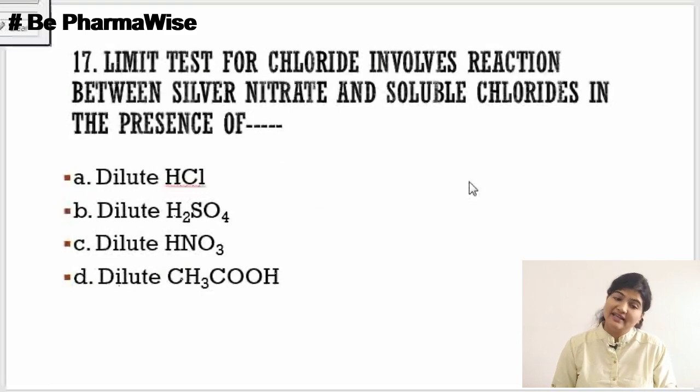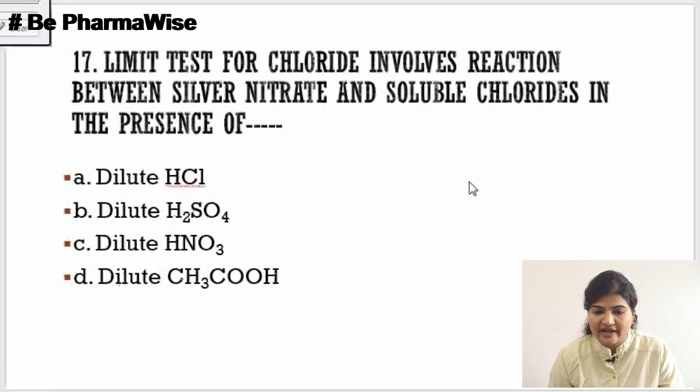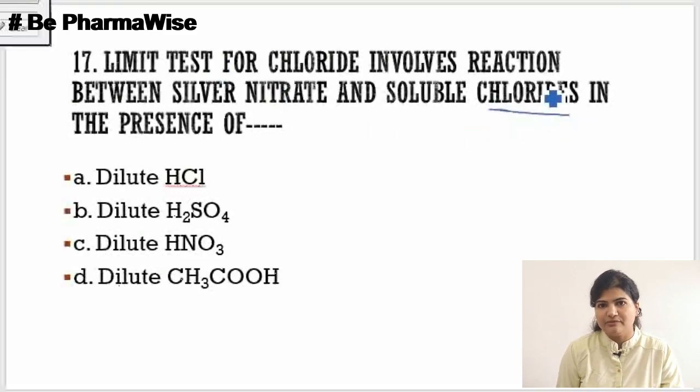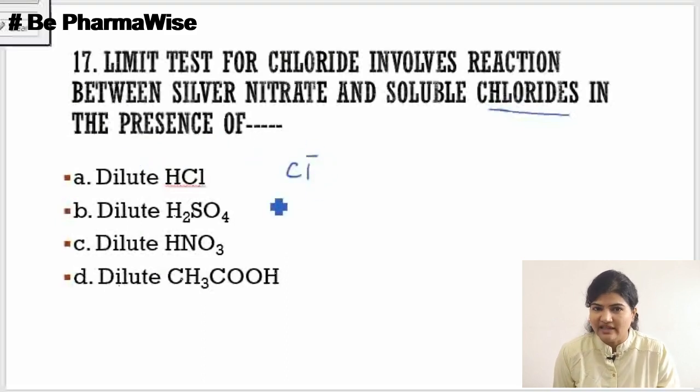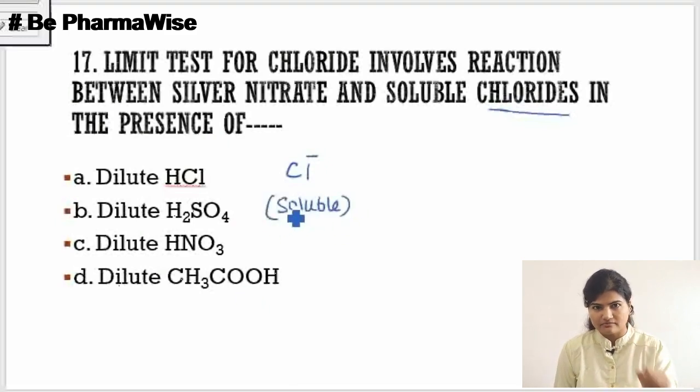Okay, now again the same question is from the same point. Limit test for chloride involves the reaction between silver nitrate and soluble chlorides. Now what happens in limit test for chloride? I'll shortly tell you. You have chloride impurities. Now when they are impurities, they are in the form of soluble impurities, so you cannot see them. Okay, chloride impurities are present because they are soluble, so you cannot see them.